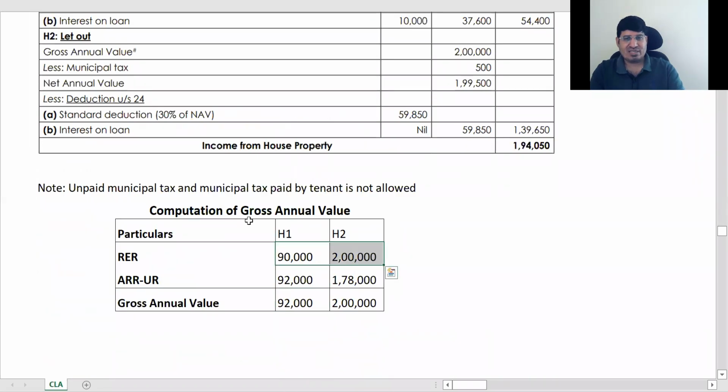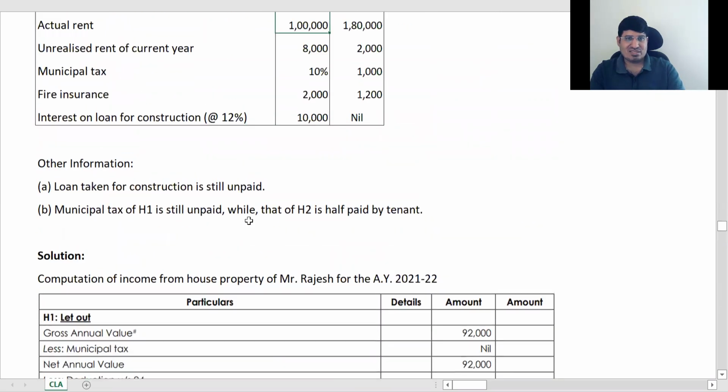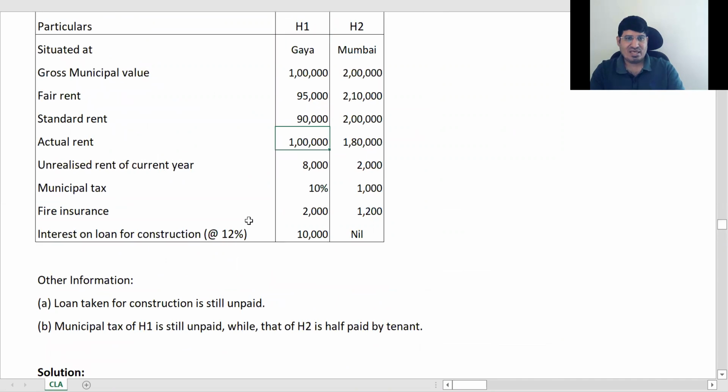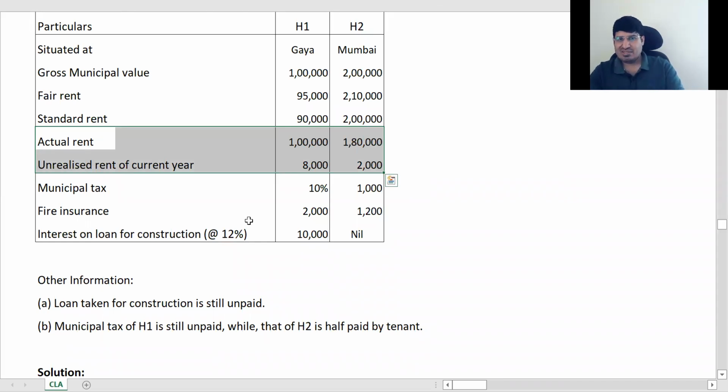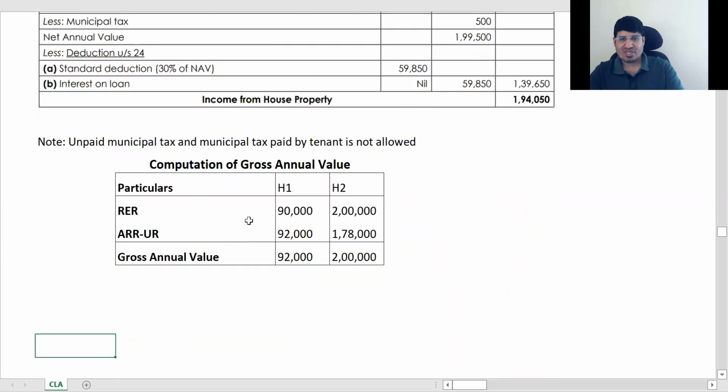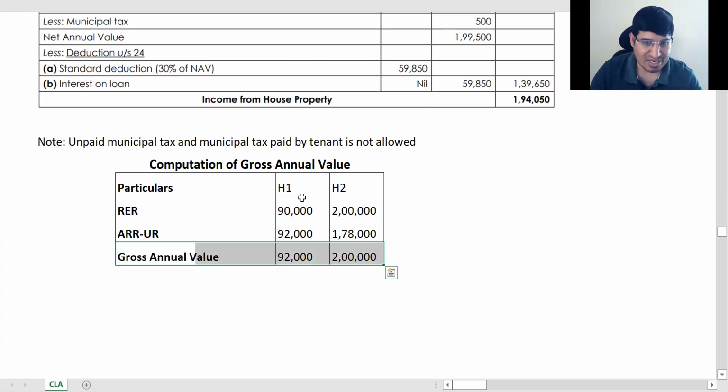90,000, 2 lakhs. Up next, see what is your ARR minus UR. Are you getting 92 and 178? ARR minus UR here is 1 lakh minus 8,000, 1,80,000 minus 2,000. So we get 92,000 and 178,000. And higher of these two: first higher and lower we did in RER, now higher of these two. Higher is 92 here and here it is 2 lakhs. This becomes our GAV. GAV we have got 92 and 2 lakhs.